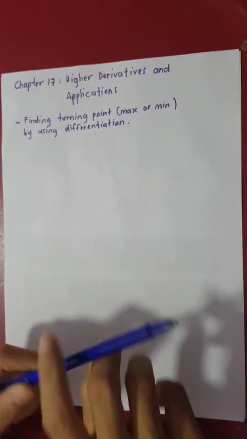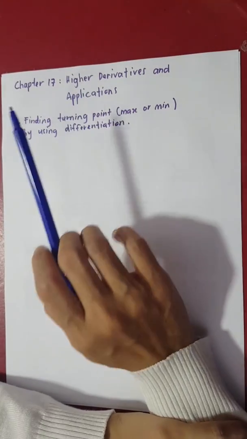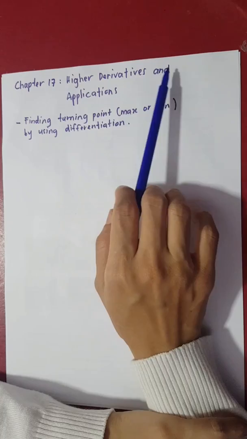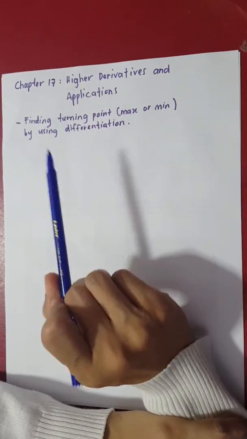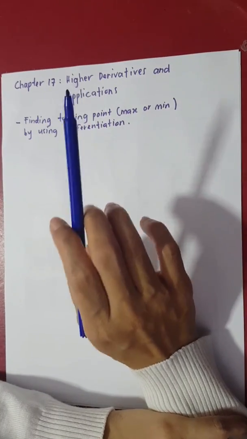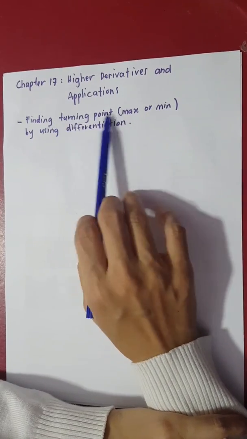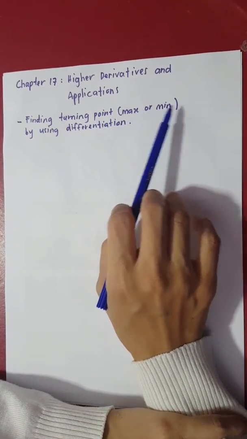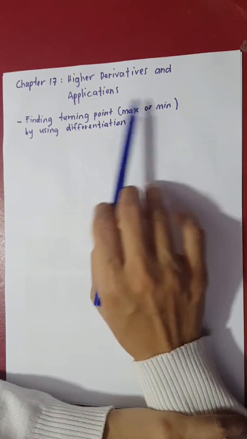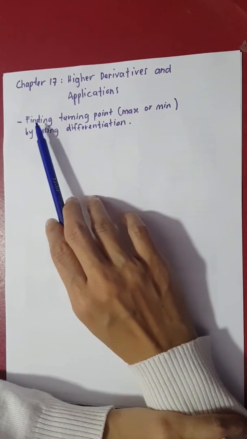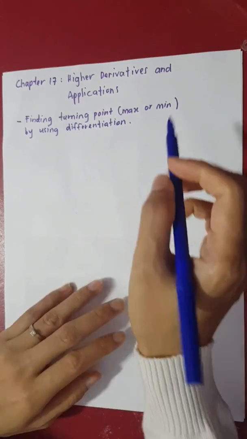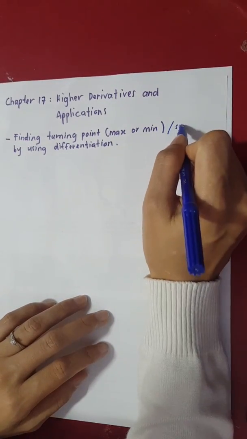So I think we should continue with the next chapter, which is higher derivative and application, chapter 17. So for today, I'm going to show you how to find turning point. Okay, turning point is the maximum or minimum point of a curve, found by using differentiation. Sometimes turning point they also call stationary point.